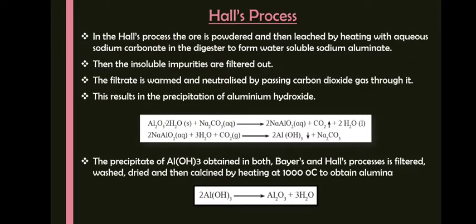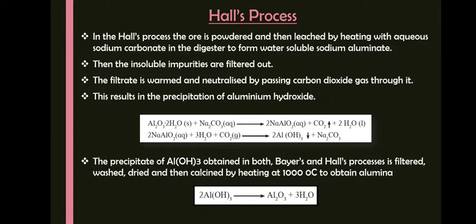In Hall's process, what we do is the ore is powdered and then leached by heating with aqueous sodium carbonate. There we use sodium hydroxide for the leaching. Where? In the Bayer's process. So here we are heating with aqueous sodium carbonate in the digester to form water soluble sodium aluminate. Then the insoluble impurities are filtered out. The filtrate is warmed and neutralized by passing carbon dioxide gas through it. This results in the precipitation of aluminium hydroxide.